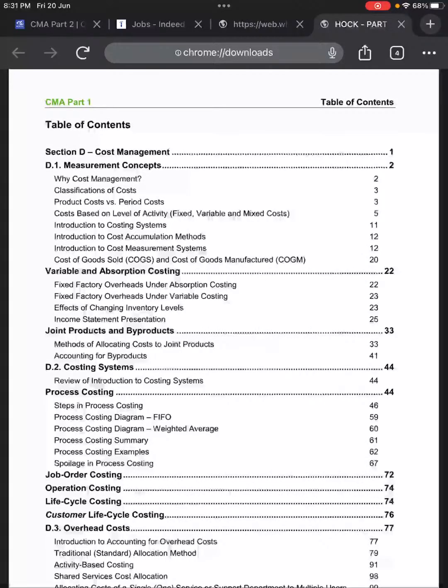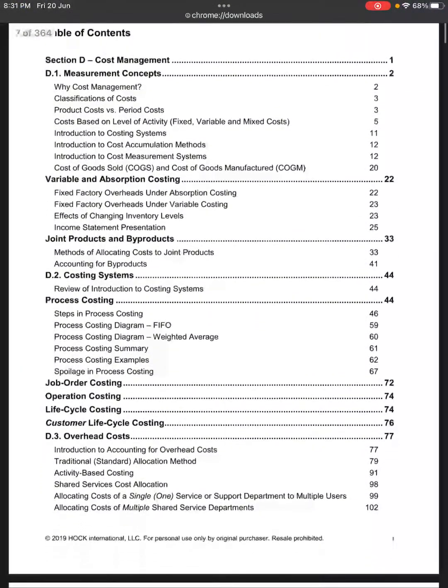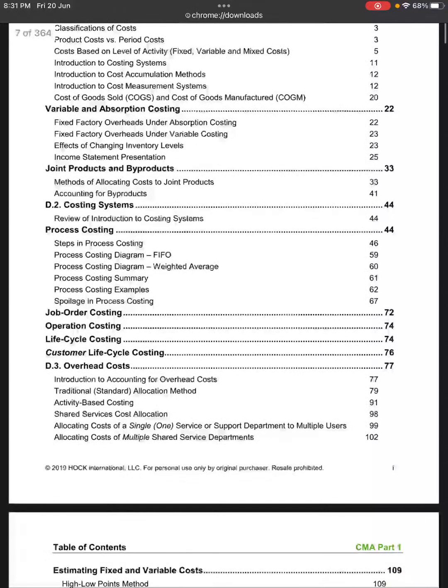And Unit 2 will cover costing systems, a review of the introduction to the costing system, that is process costing. Process costing is the first topic. We will discuss it later when we start that chapter: process costing, job costing, operation costing, life cycle costing, customer life cycle costing. This will be covered under Unit 2 of this Section D.